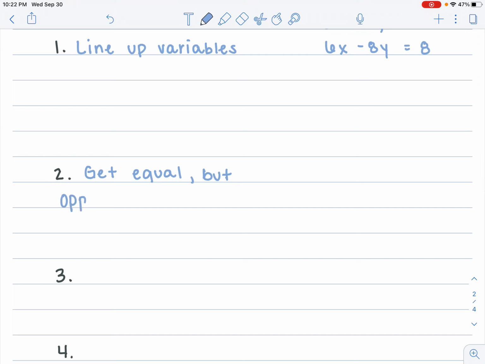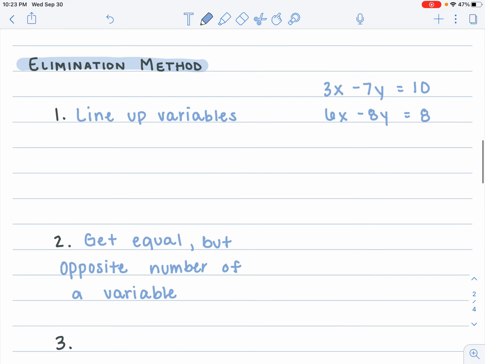But have it be the opposite number of a variable. So this is what I mean by this. When you're looking at this, you're going to try to make either the x's or the y's have the exact same coefficient out in front. All right, you just want them to be opposite numbers. So if one of them is a positive, you want the other one to be a negative.